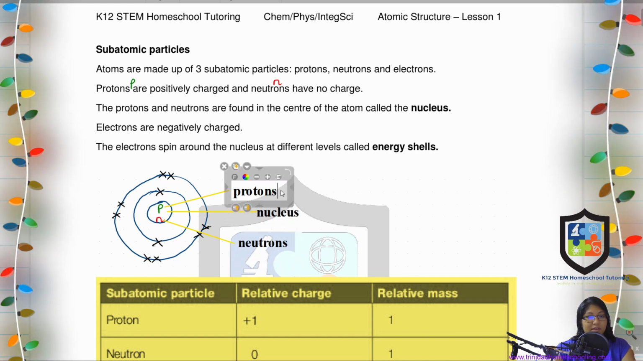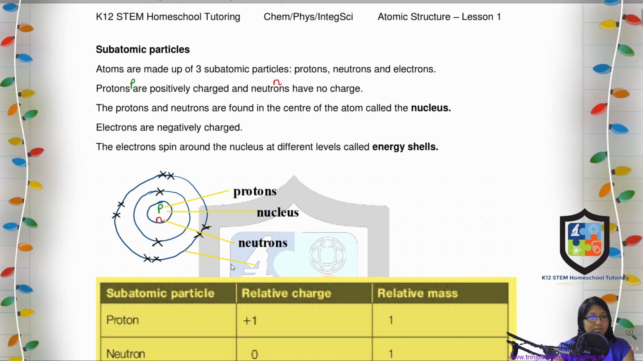Right, as we say, the protons are positively charged. And we have here our energy shells. Okay, and these little crosses are going to be my electrons, and we said the electrons are negatively charged.